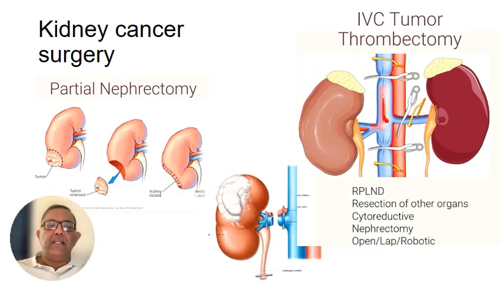We know that kidney cancer surgery is a complex surgical procedure, which includes partial nephrectomy for small localized kidney cancers, particularly for T1A disease and sometimes also T1B cancers, to radical nephrectomies, which is for larger kidney cancers, and then advanced kidney cancer surgeries, which is for patients who have locally advanced disease, and also for patients who've got IVC thrombus, which can be from level 1 to level 4.